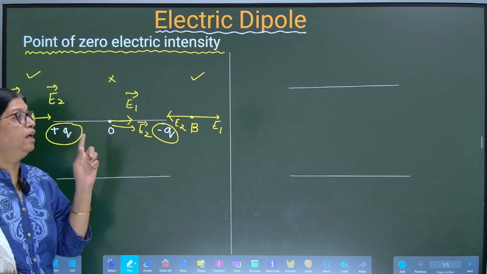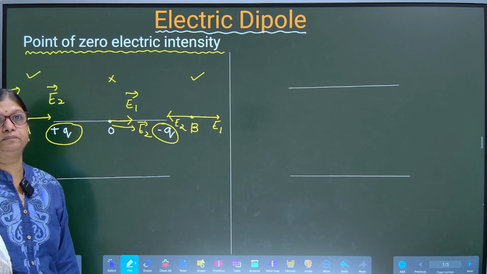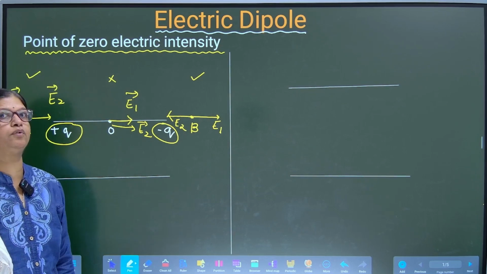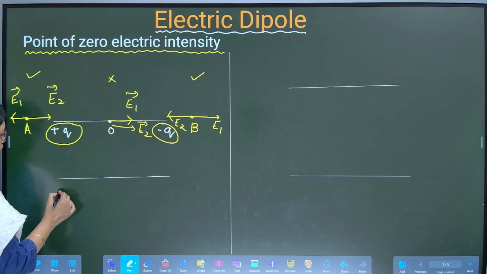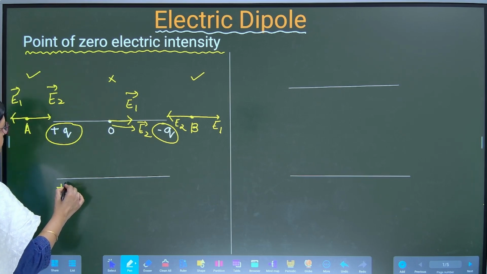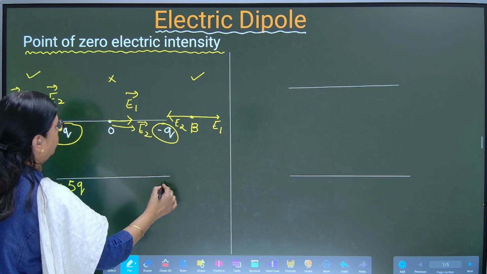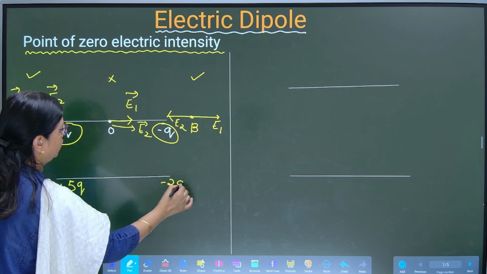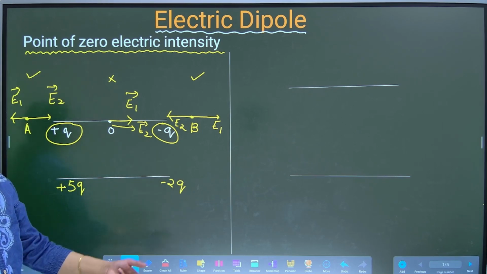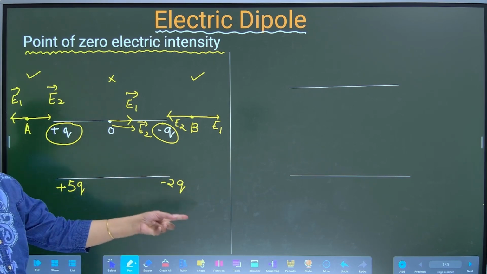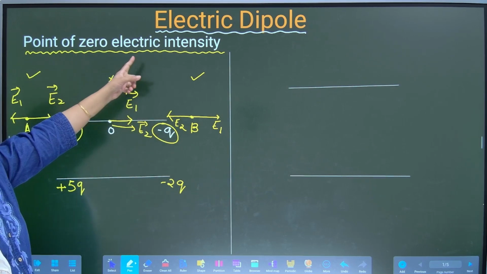Fine. Here the magnitude was the same, so you may think that because the magnitude is the same, we will get it. But I can take another charge where the magnitude is not the same. It is not necessary that the magnitude should be the same. Let me say here it is plus Q, and here it is negative 2Q. I am giving these just as examples. What should I take care of? Only the polarity, irrespective of whether the magnitudes are equal.